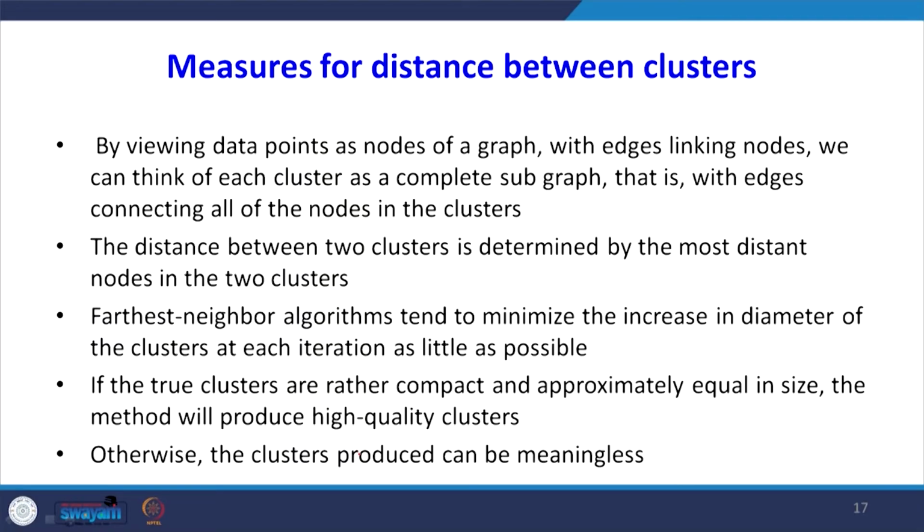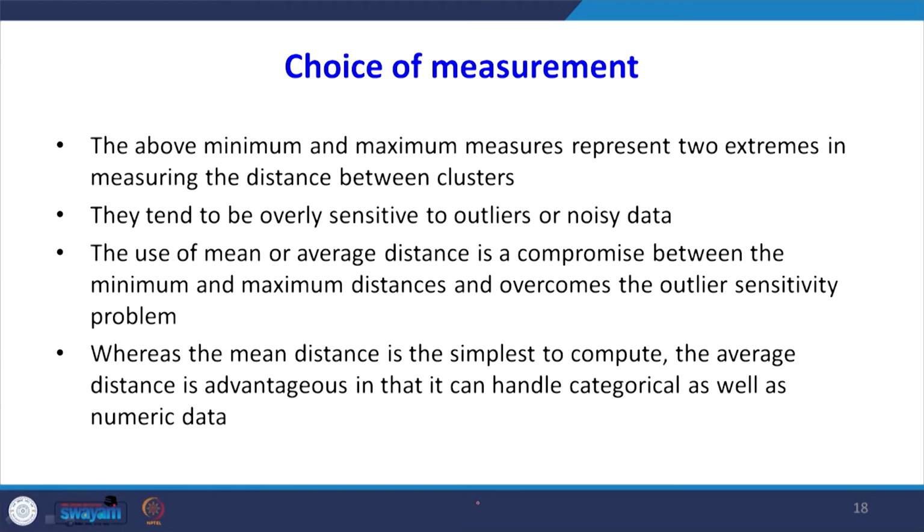By viewing data points as nodes of a graph with edges linking nodes, we can think of each cluster as a complete subgraph, that is, with edges connecting all of the nodes in the cluster. The distance between two clusters is determined by the most distant nodes in the two clusters. Farthest neighbor algorithms tend to minimize the increase in diameter of the clusters at each iteration as little as possible. If the two clusters are rather compact and approximately equal in size, the method will produce high quality clusters. Otherwise, the clusters produced can be meaningless.